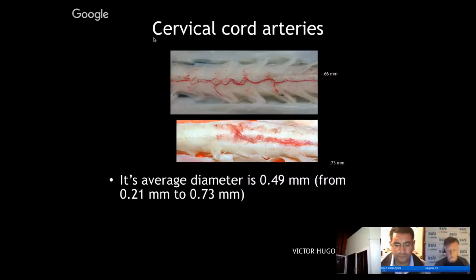These arteries are very important because in surgery for resection of a disc, we should know where this artery is more common. The average diameter is 0.49 millimeters, from 0.21 to 0.73 millimeters.